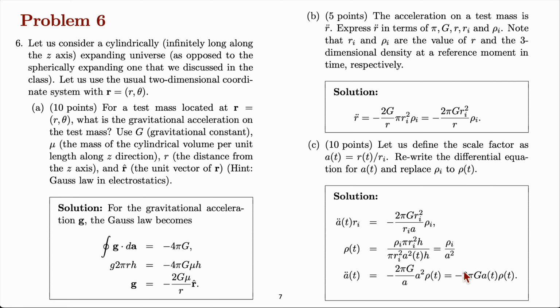Therefore, A dot is going to be minus 2 pi G A times rho, and most of you got it right, of course. Hopefully you had a good exam on the midterm.